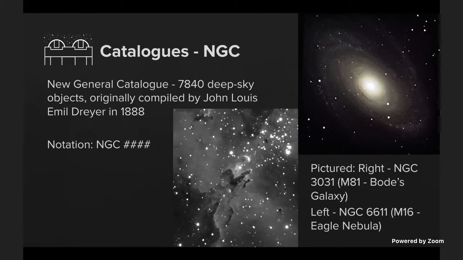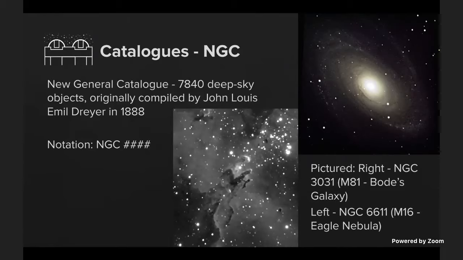Caroline Herschel. It includes over 7,800 objects, including nebulae, galaxies, and clusters, and we commonly refer to objects by their NGC designation. NGC followed by the object's number. Pictured on the right is NGC 3031, also known as Bode's Galaxy or Messier 81. On the left is NGC 6611, the Eagle Nebula, or Messier 16. There is some overlap between different catalogs, and so some objects like these will have multiple designations.